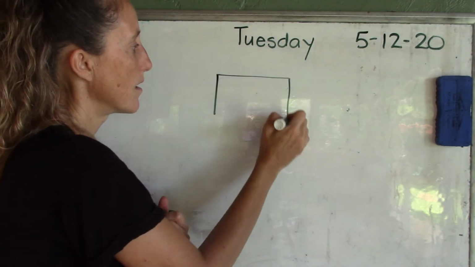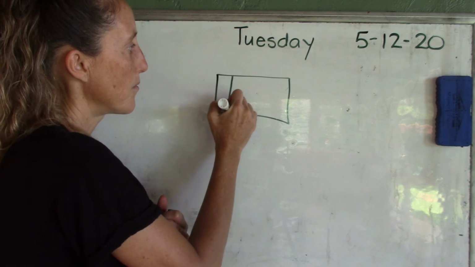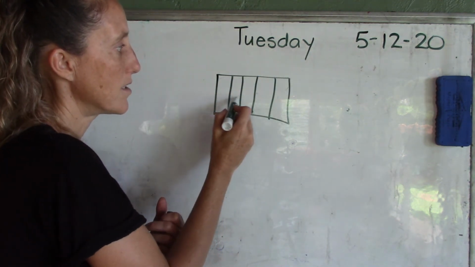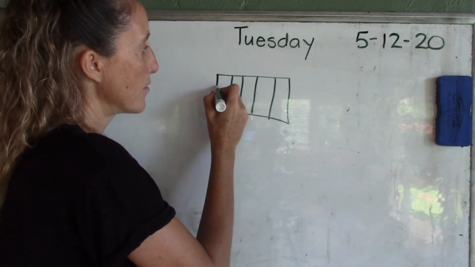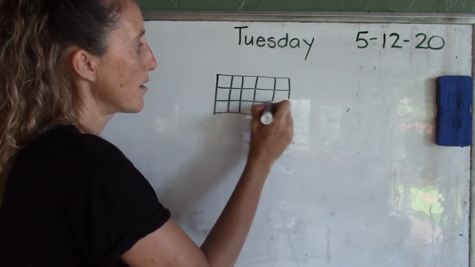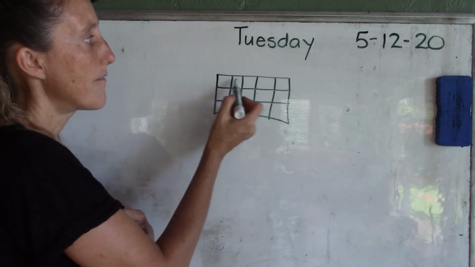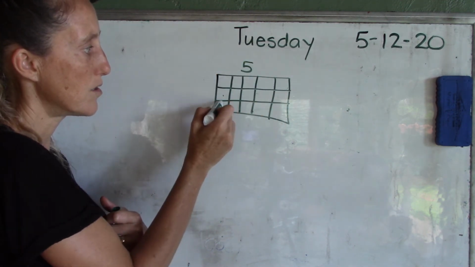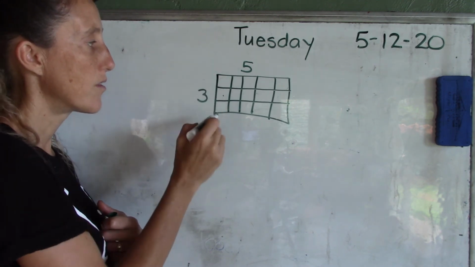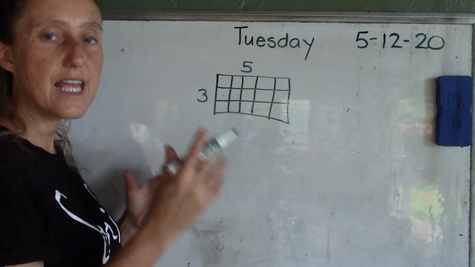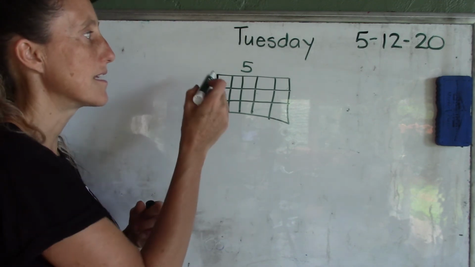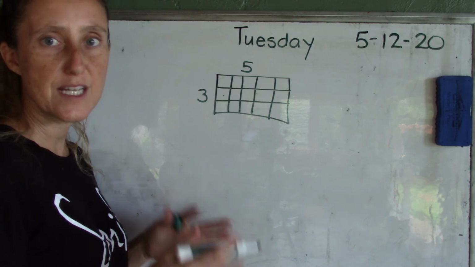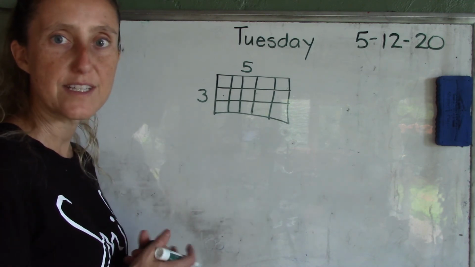So I'm going to do 1, 2, 3, 4, 5. 1, 2, 3, 4, 5. And 1, 2, 3. So there's 5 squares going the long way, and there's 3 squares going the width. To find the area, all you have to do is multiply 5 times 3. What is 5 times 3? Or 3 times 5? It's the same thing.